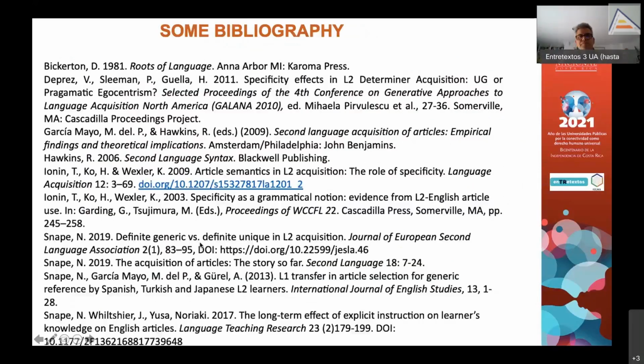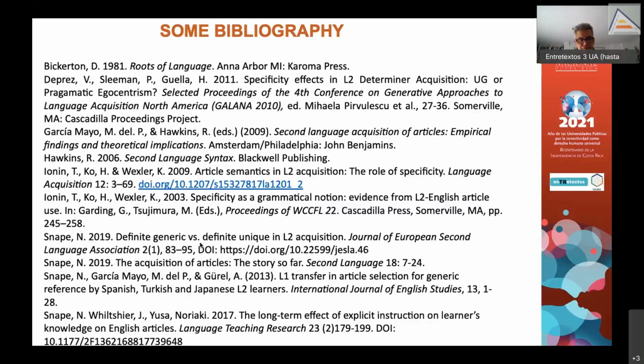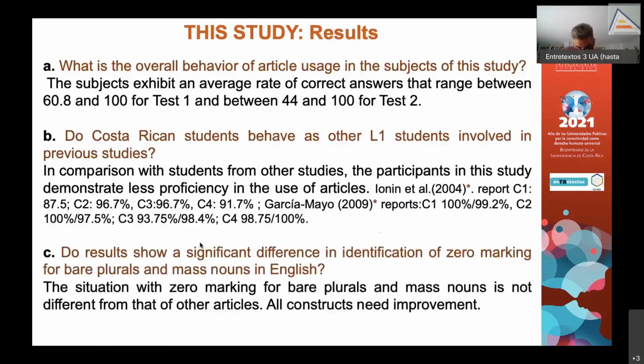This is some of the bibliography that I have mentioned. Many thanks, Damaris, for your nice presentation. Very, very timely, of course. One of the topics that suits the topic of the conference. We have time for a couple of questions if you want to type them on the chat facility.